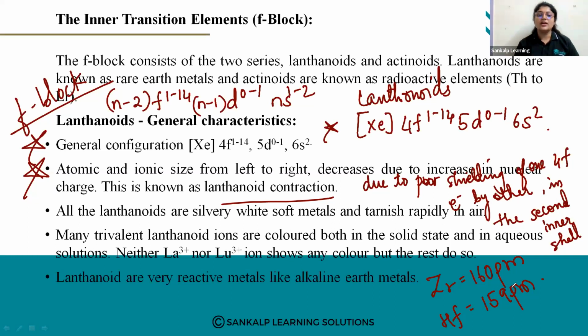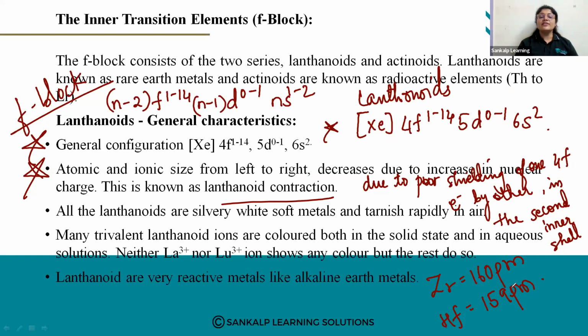So these are the two consequences of lanthanide contraction. First, some of the elements in 4D and 5D have similar size, almost the same radii. Second, due to lanthanoid contraction, the elements of 4D and 5D series occur together in nature. Hence, it is very difficult to separate. Next, it is given that all the lanthanoids are silvery white soft metals and they tarnish rapidly in air.